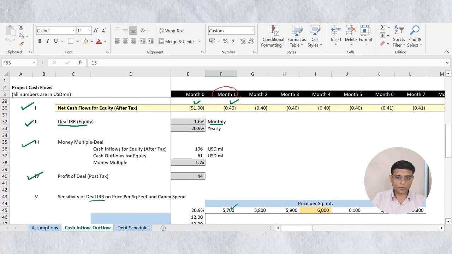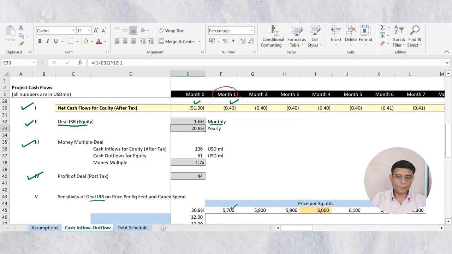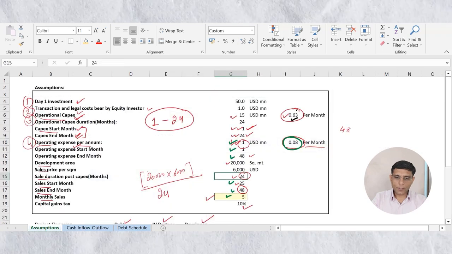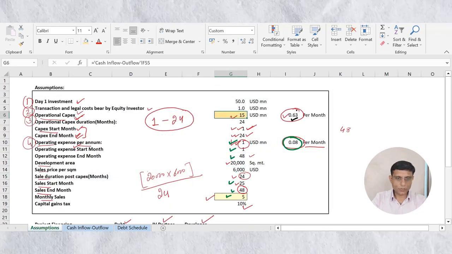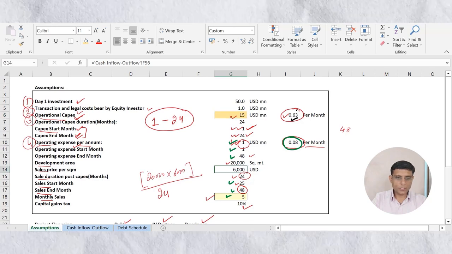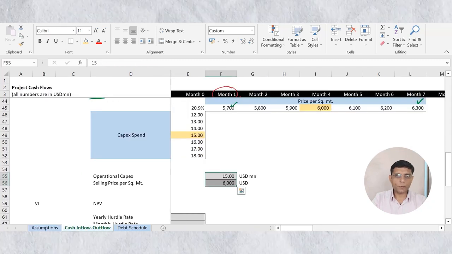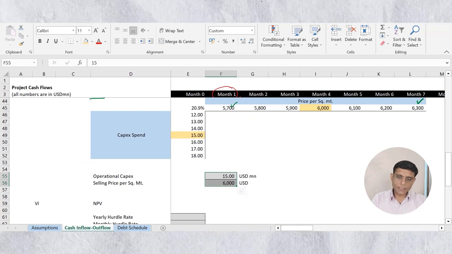in my final output. Okay, 20.9% is still your equity IRR, deal IRR. Okay, now the only change I have made is I have made these two cells dependent. So this and this, these two cells dependent on my key input driver cells. Okay, now let's run sensitivity analysis.